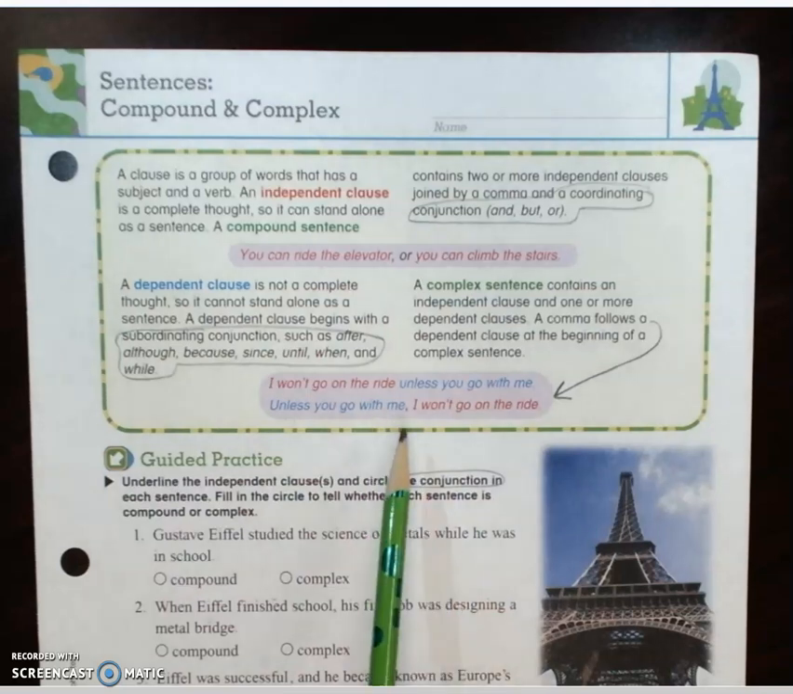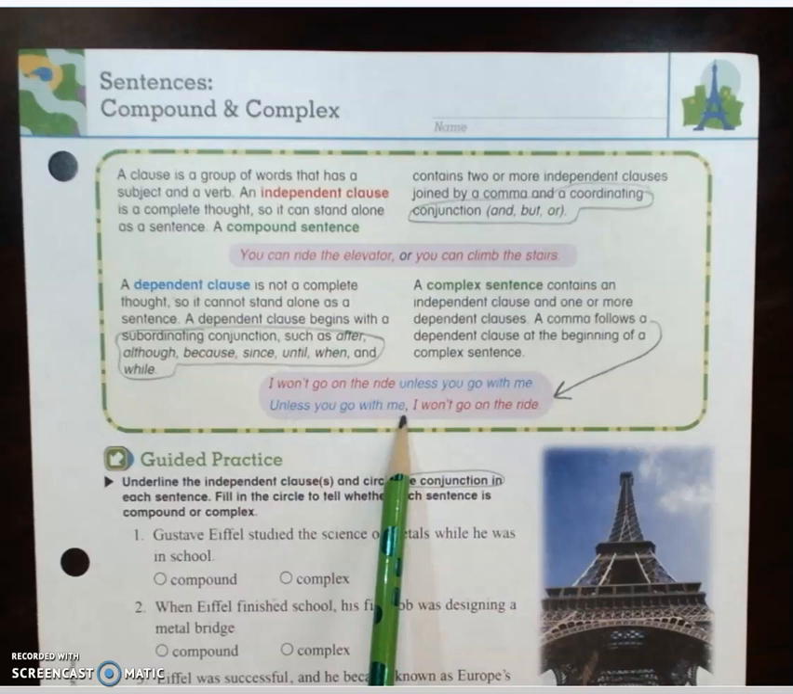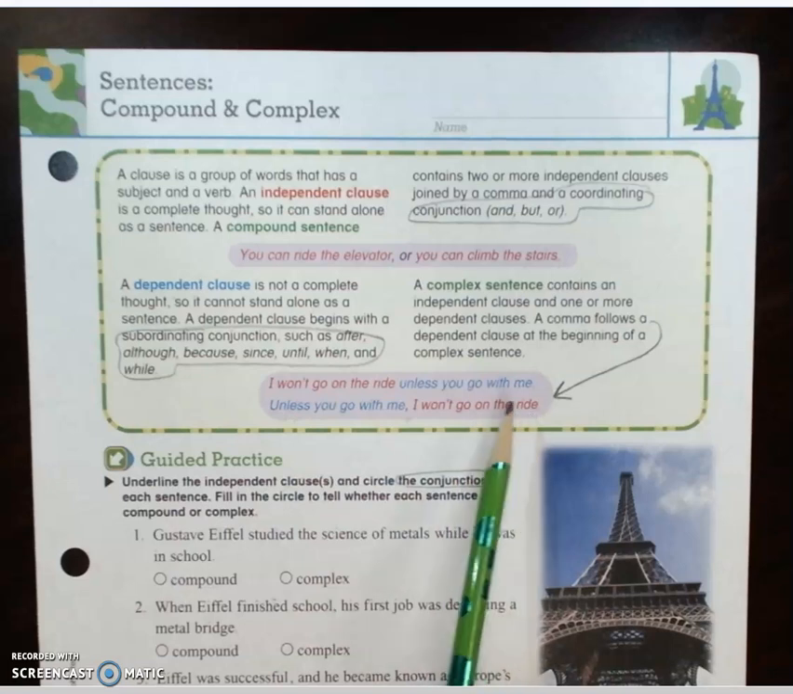And this is a great example of that. Unless you go with me, comma, because this is a dependent clause, and what follows it? A comma. Unless you go with me, comma, I won't go on the ride. I won't go on the ride is an independent clause. It can stand alone. So this is a great example of a complex sentence.